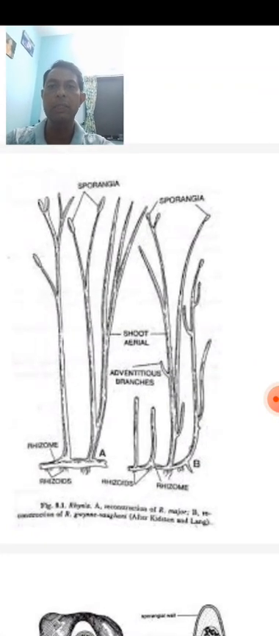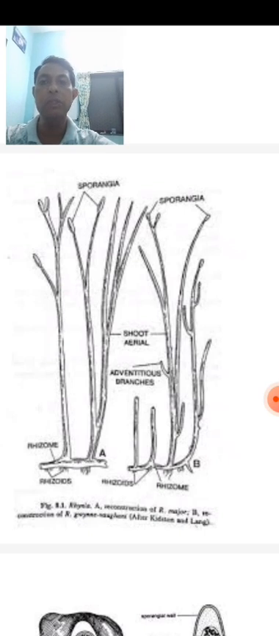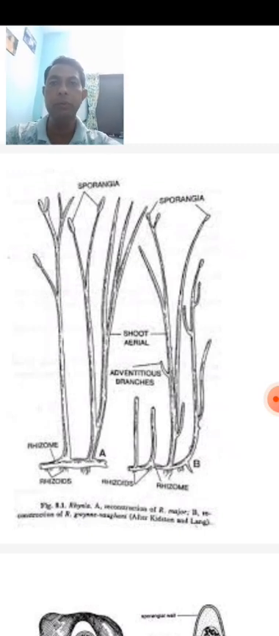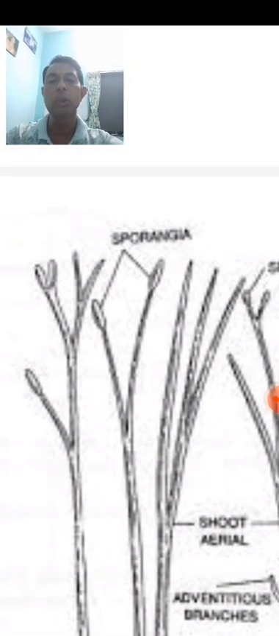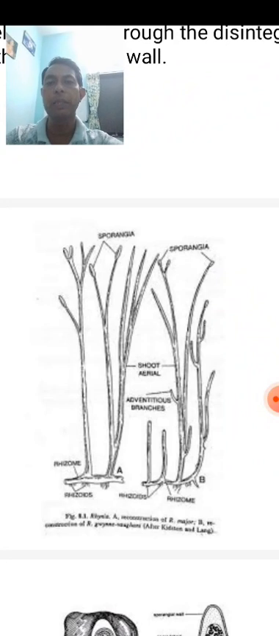Now here you can see the structure. These are the branches arising from the rhizoids. The rhizoids at the base give rise to a shoot, which is dichotomously branched on the top, and at maturity this dichotomously branched structure produces sporangia. The sporangium is an oval-shaped structure produced at the top of the branches.